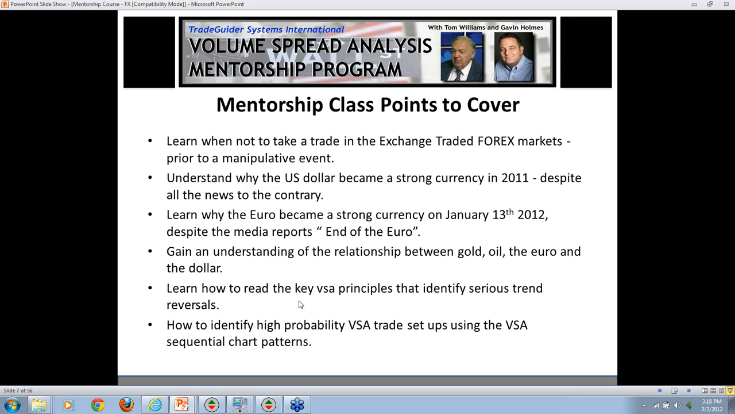Next Saturday, I'm actually going to put them into a trading plan for you. So you'll go away with trade setups specifically for currencies, all based around volume spread analysis. And then you're going to learn how to identify the highest probability VSA trade setups using my second book, which is the VSA Sequential Chart Patterns.